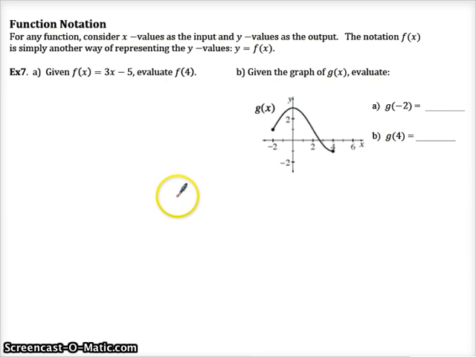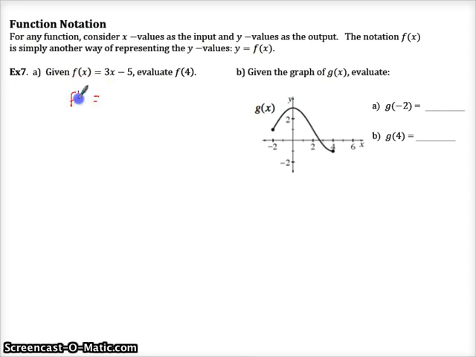All right. The notation is something you've probably seen before here with the f of x kind of thing. Notation f of x is simply another way of representing the y values. So whenever they say f of x, it's like saying y equals. So if y equals 3x minus 5, what's f of 4? Or what is y if you put 4 in as x for this? So this shouldn't be too bad.